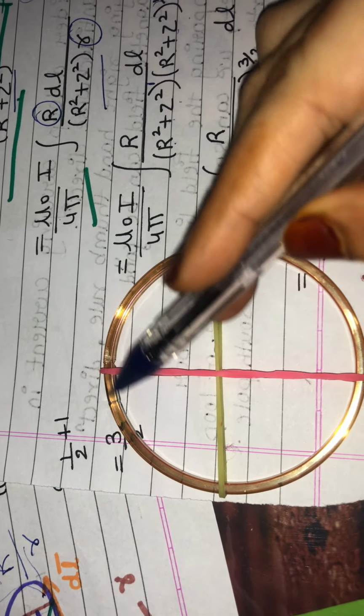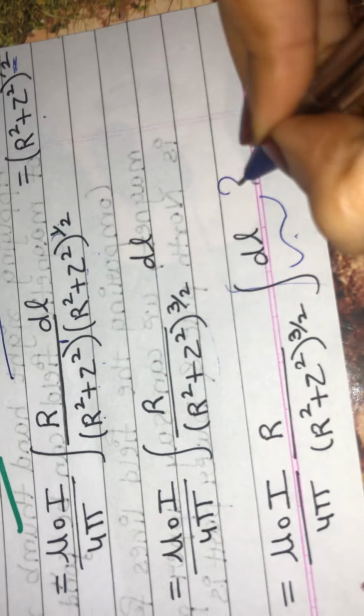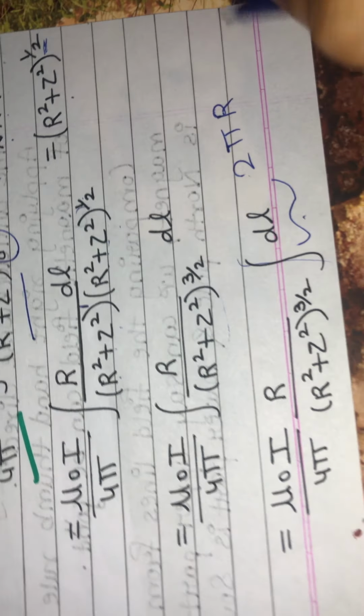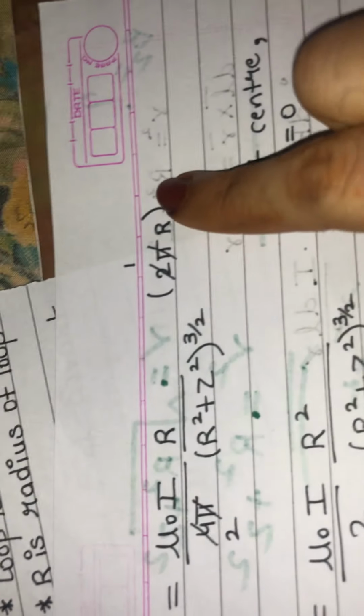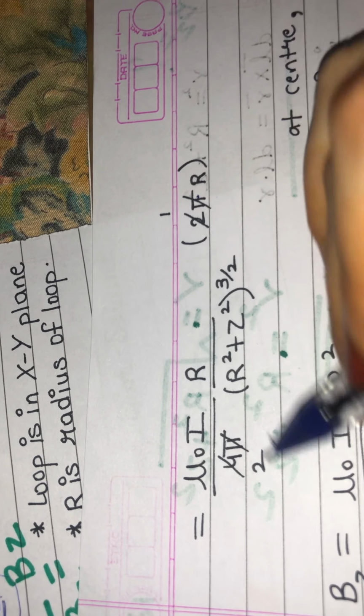This side is what? The circumference of the circle, which is 2 pi r. So in place of dl, I will substitute 2 pi and the radius, that is capital R. We have done that substitution. Here it is 2 pi r. What happens? Pi and pi get cancelled, 2 ones are 2 and 2 twos are 4.